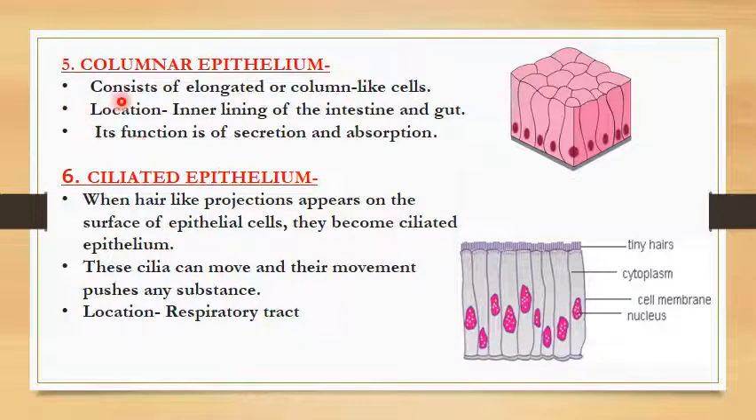5. Columnar epithelium consists of elongated or column-like cells. Location: inner lining of the intestine and gut. Its function is secretion and absorption. 6. Ciliated epithelium. When hair-like projections appear on the surface of epithelial cells, they become ciliated epithelium. These cilia can move and their movement pushes any substance. Location: respiratory tract.